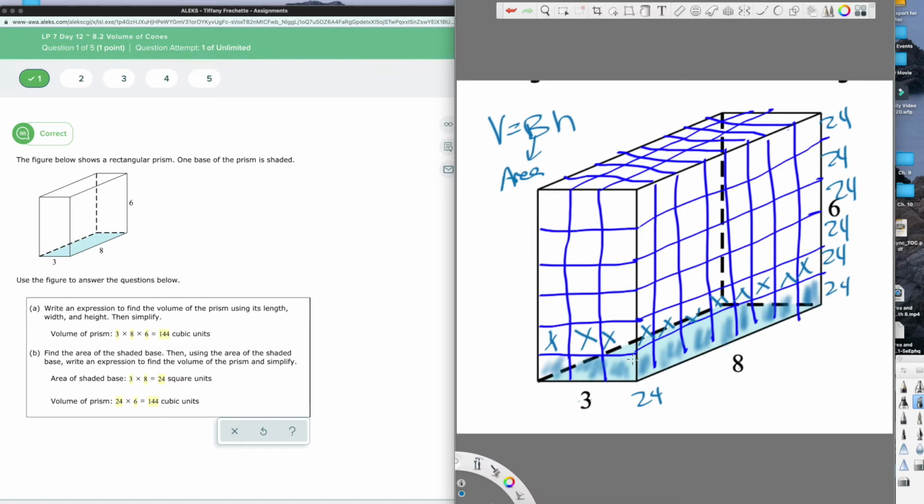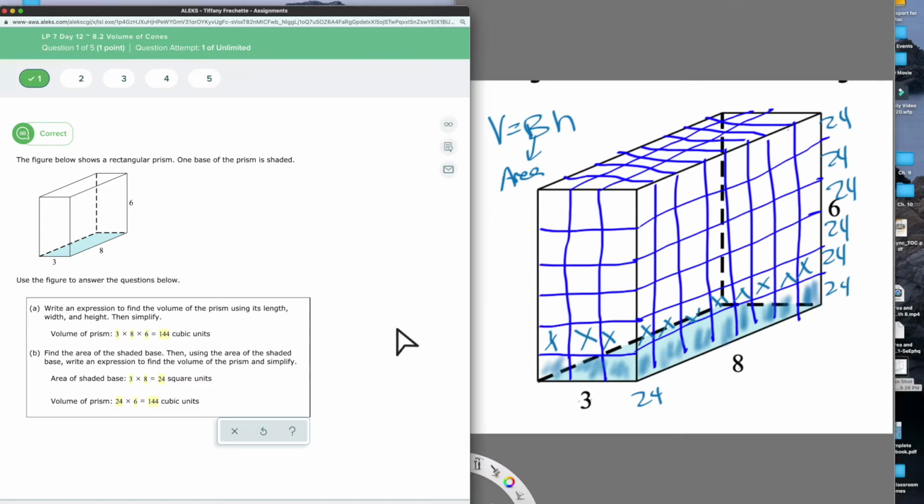So again, we need to know how to calculate all these areas. There's a lot going into this when we start doing volume. All right, let's go to the next one here.